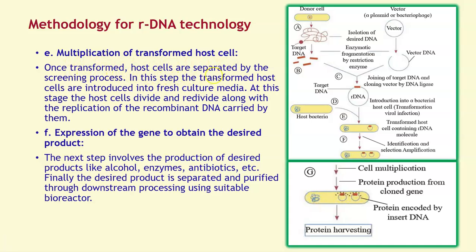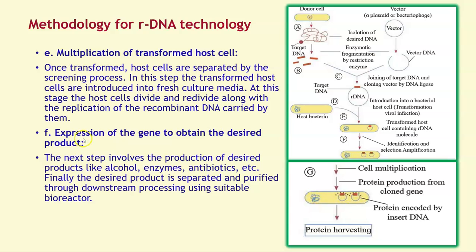Once transformed, host cells are separated by the screening process. In this step, the transformed host cells are introduced into fresh culture media. At this stage, the host cell divides and redivides along with the replication of the recombinant DNA carried by them. So this step is happening here, where you allow the cells to multiply. So when the cell is multiplying, it is also multiplying the recombinant DNA along with it.